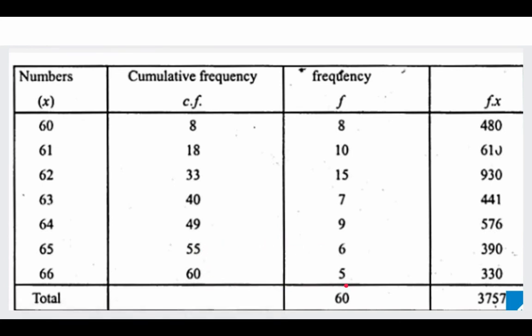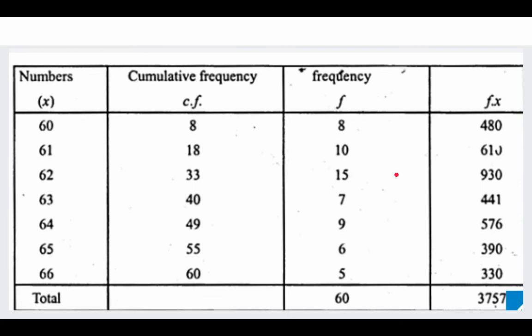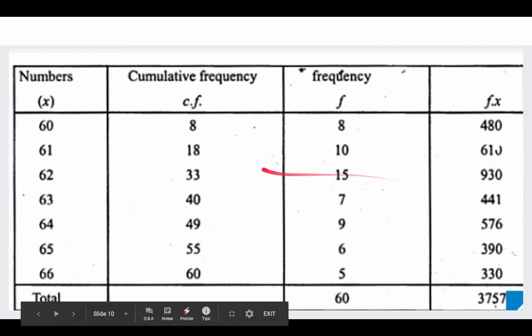Now what will be the sum of all the frequencies? Add all these. 10 plus 8, 18, 18 plus 15, plus 7 plus 9 plus 6 plus 5. It comes out 60. So what is the sum of frequency? Sigma f. This is sigma, summation; you can say sum. So sigma f, what do you get? 60. Clear?